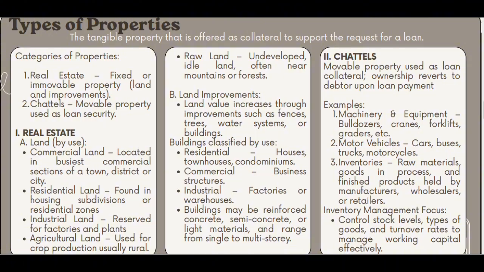Next, motor vehicles. Vehicles used for transportation and logistics. Examples are cars, buses, trucks, and motorcycles. They are valued using market price guides and condition assessment. Next is inventories. Raw materials, goods in process, and finished products held by manufacturers, wholesalers, or retailers. Examples are steel, textiles, electronics, and consumer goods. It is valued based on cost, market price, and turnover rate. So inventory management focus.